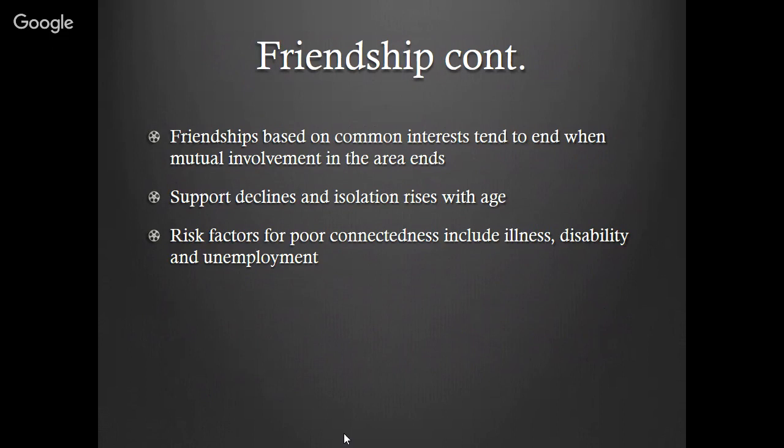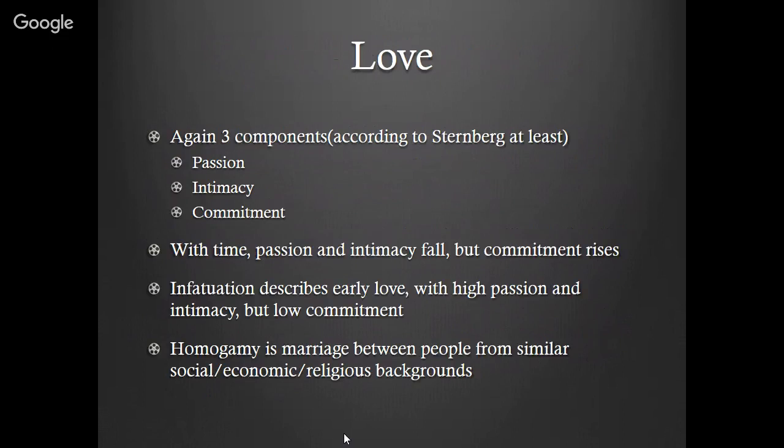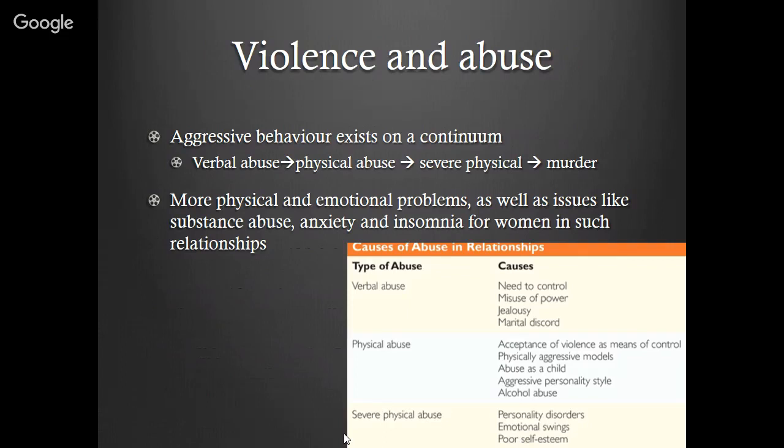And if you think way back to Craig Hassett and all that, risk factors for poor connectedness include illness, disability, and unemployment. Obviously, these issues become more pronounced the older people get. Violence and abuse. I don't think it's worth knowing the whole table, but probably just the progression and the way that they develop. It's worth having a read over to have a feel of it, but certainly don't go about learning each part of that table.